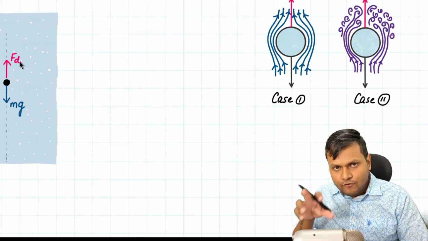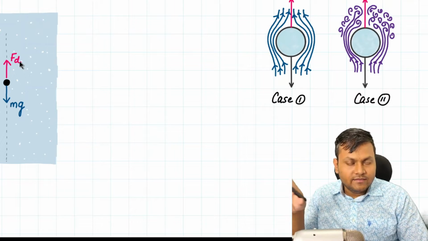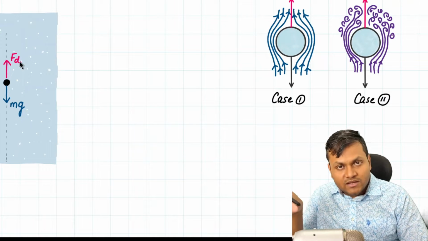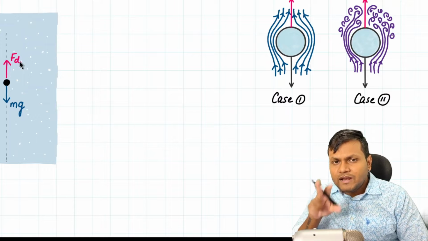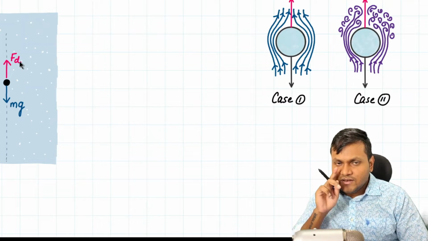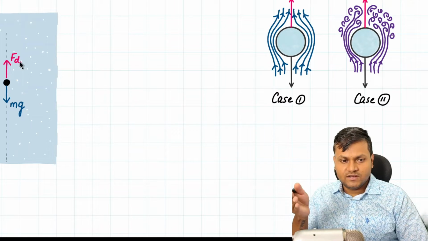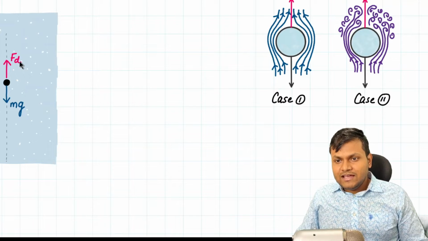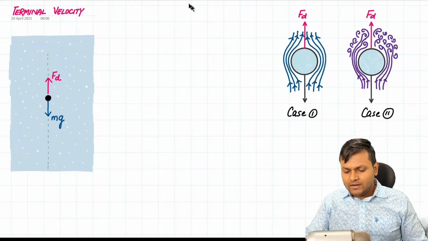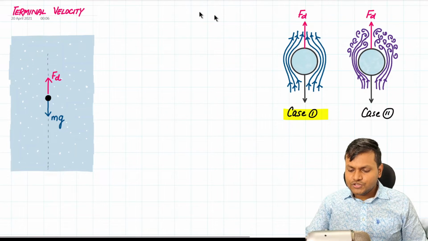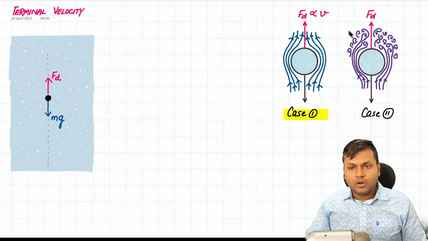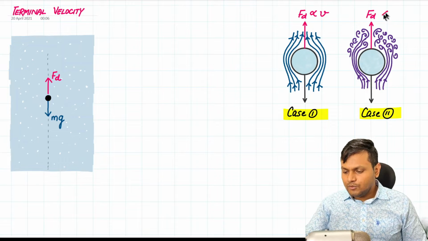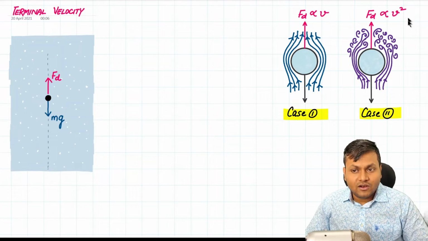Now, the nature of the drag force could depend upon various parameters like the size, shape of the object, the area of cross section, the density of the medium, etc. But the parameter that we are most interested in is the relationship of the drag force with the instantaneous velocity. Now, as it turns out, we can classify various falling objects through different media in two different cases. In case number one, the drag force is directly proportional to the instantaneous velocity of the object. And in case number two, the drag force is directly proportional to the square of the instantaneous velocity of the object.